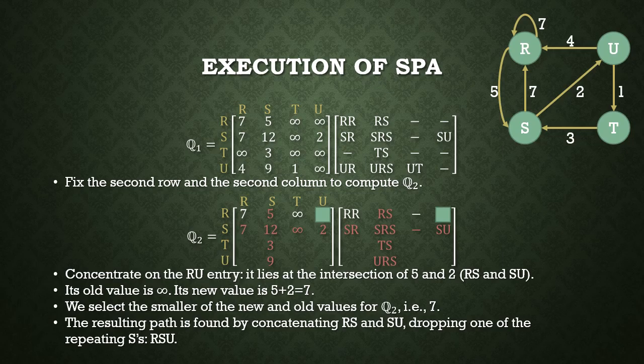The resulting path is found by concatenating RS and SU. The final path should begin with the row heading and end at the column heading, that is, begin at R and end at U. So we concatenate RS with SU, dropping one of the repeating S's, and we get RSU, which we will commit.